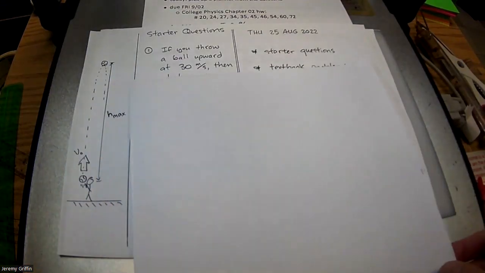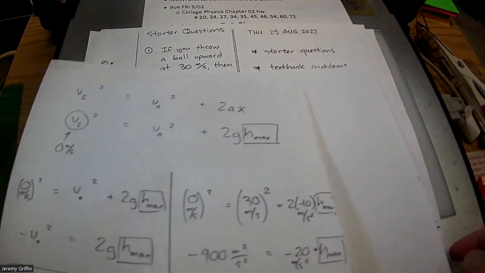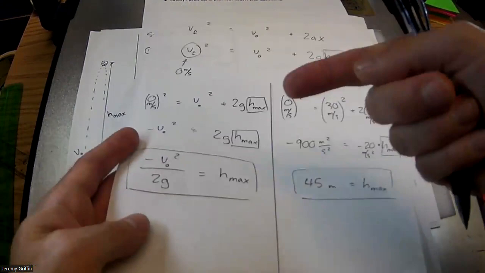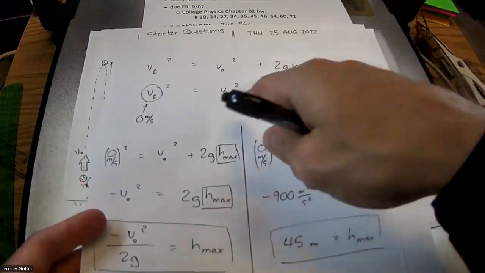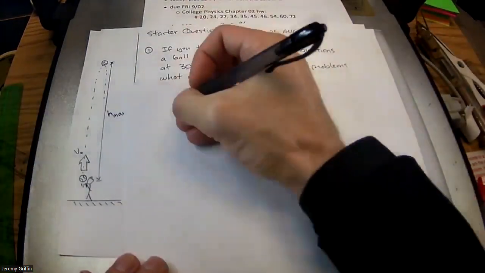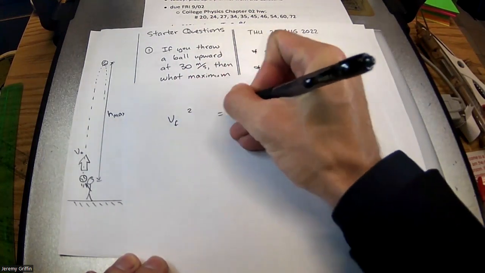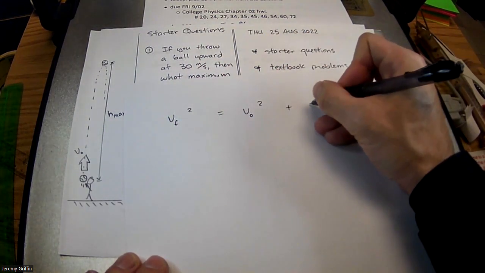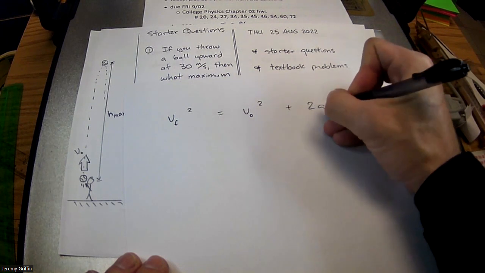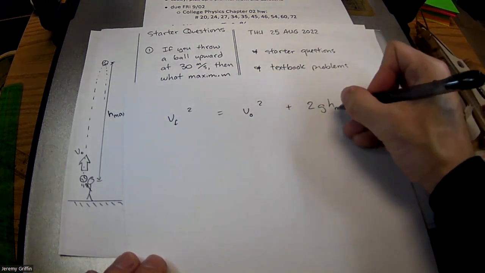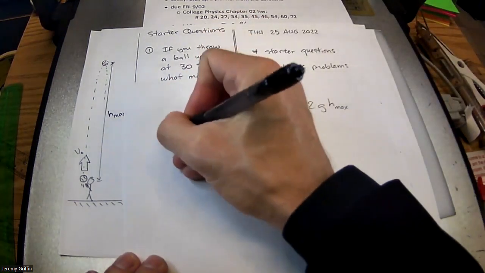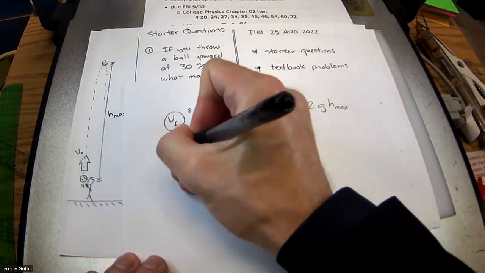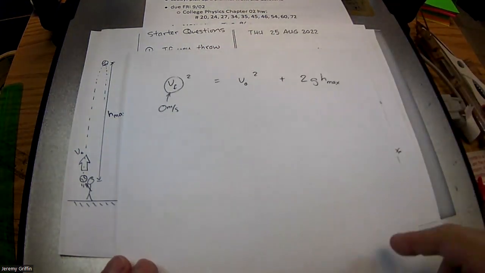Okay, let's do this. So we can start with the same place. Actually, we could pick up from this one if we wanted to. Maybe I'll go back to the original. VF squared equals V naught squared plus 2ax. I can modify that to 2gh max. But if it's h max, then I know this number is going to 0. So that's just 0 squared, which is 0.